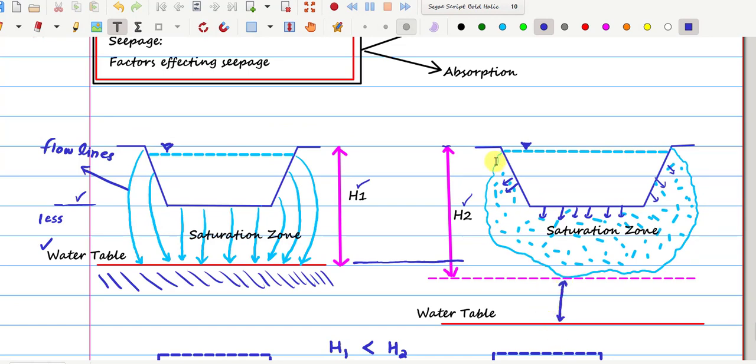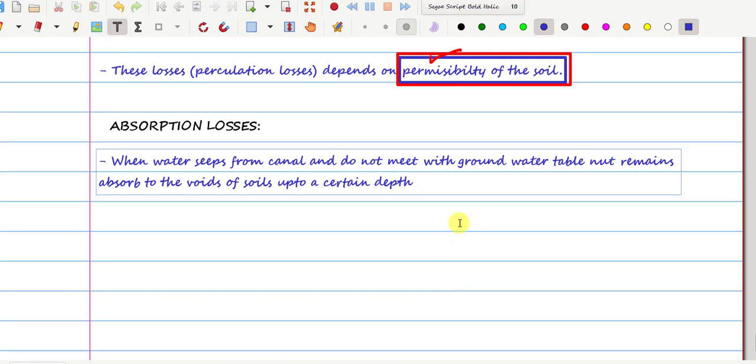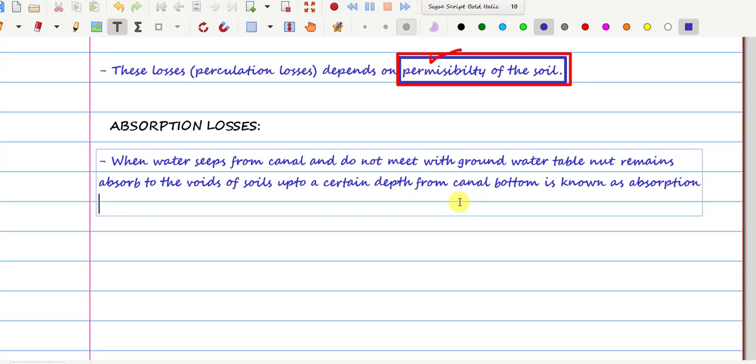It just absorbs into the voids of the soil up to a certain depth from the canal bottom. Up to a certain depth from the canal bottom is known as absorption losses, or absorption. Got it?